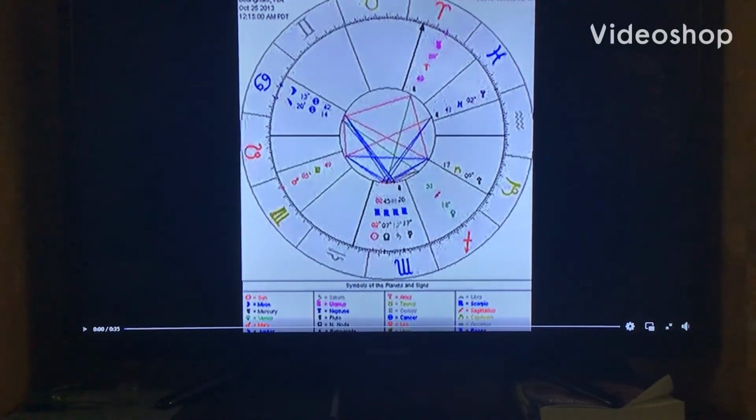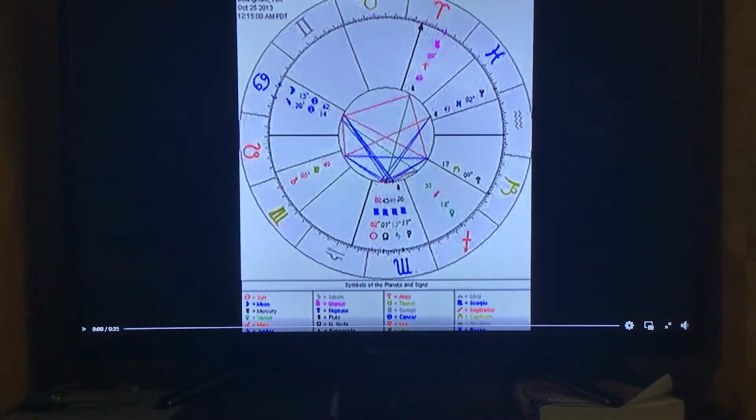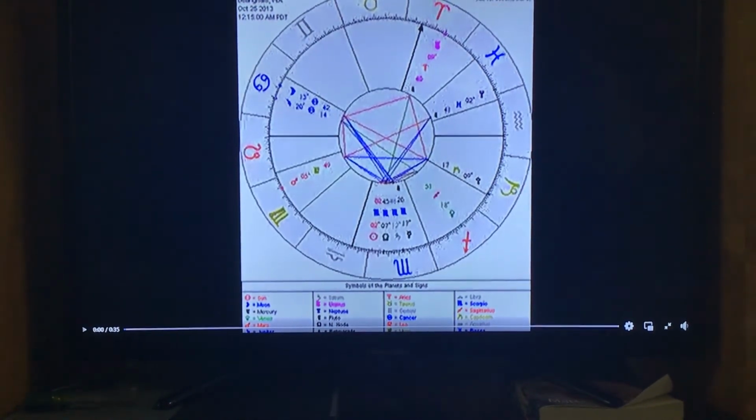Alright you guys, time to make another video, and today on this one I'm going to teach you the difference between an applying and separating aspect. So once you get an idea of the different names and philosophies of each aspect, whether it's a conjunction, the opposition, the square, whatever, this philosophy applies to all of them, and you got to pay attention to the numbers so you can tell which one is which.